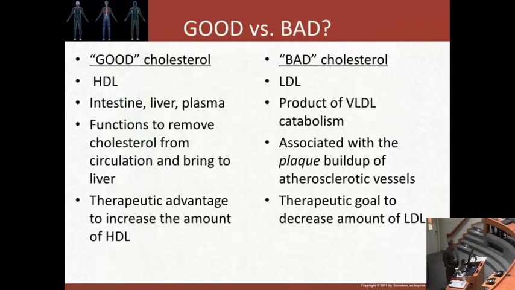You guys already knew this. HDL is the good guy, LDL is the bad guy. HDL is found on the intestine, associated with liver and plasma. And here it's functioning to remove cholesterol from the circulation and then bring it back to the liver, right? So one therapeutic goal or advantage would be to find ways in which we can increase HDL. So cholesterol gets removed from the system, removed from the vessels, and sent back to the liver for recycling.